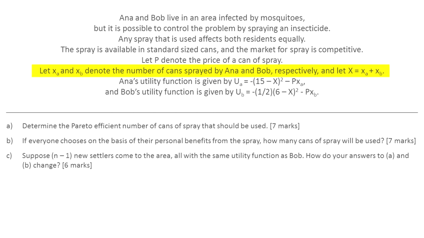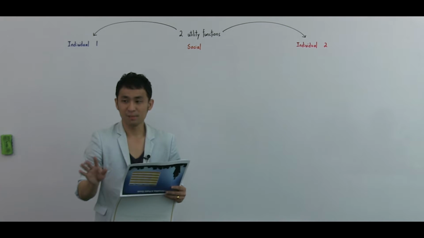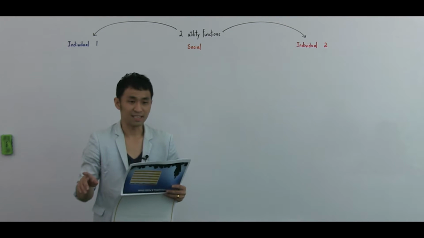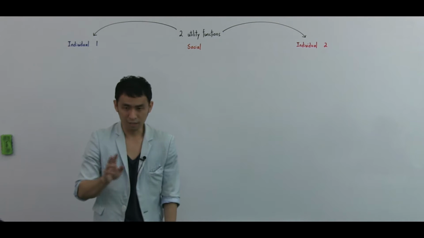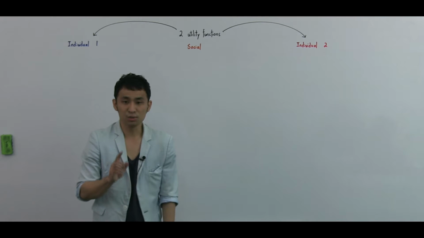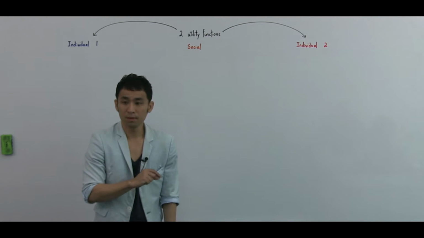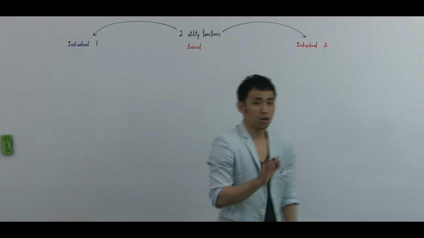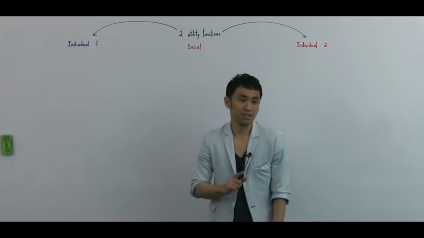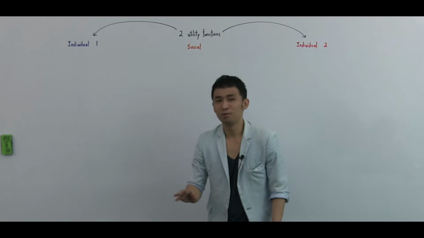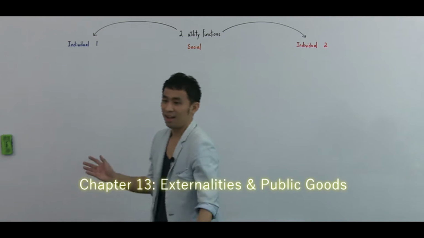Let XA and XB denote the number of cans sprayed by Anna and Bob respectively, and let X equal XA plus XB. So XA and XB is the number of cans they use, and the total X equals XA plus XB. Now, Anna's utility function is given by UA, and Bob's utility function is given by UB. They give you two utility functions. How much Anna chooses, her choice variable, will it affect Bob? Yes. How much spray Bob chooses to buy, will it affect Anna? Yes. Because the more spray I buy, the more I affect the other party positively. From all this context, you know it would be an externality or public good question.